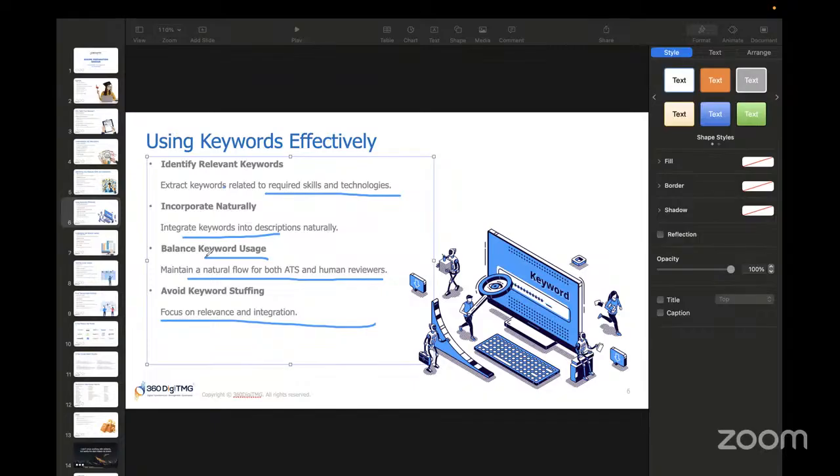So don't mention unnecessary keywords, or ones which are not required according to the job description. Okay. So avoid keyword stuffing, like I told you, avoid unnecessary keywords for your job description which are not required.